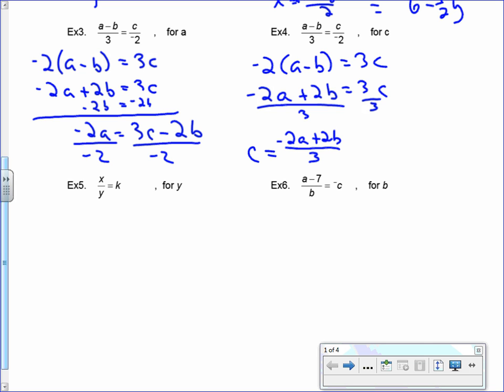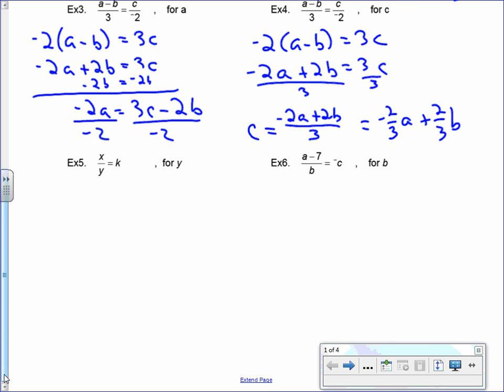And then you need to separate it. I don't think anything reduces this time. Negative 2 divided by 3 is negative 2/3, and 2 divided by 3 is positive 2/3. Two different forms of the same answer. All right? Let's try the next one.